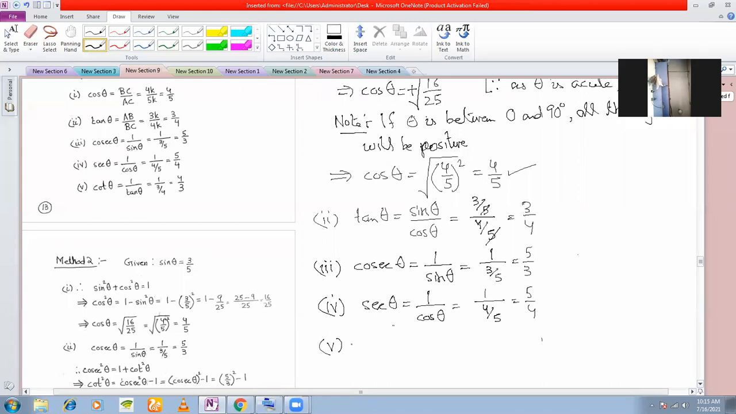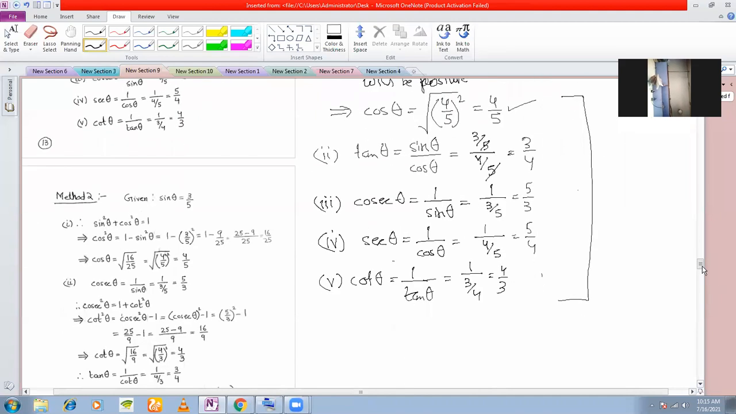And finally you have cot theta. Cot is the reciprocal of tan. Tan theta we have found out above to be 3 by 4, so cot theta is equal to 4 by 3. So you see all the other ratios we have determined. Only given sine theta, all the other ratios we have determined.